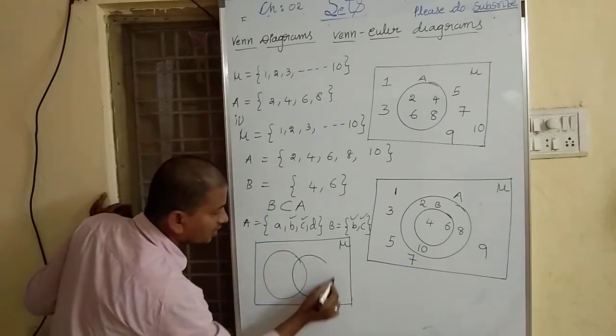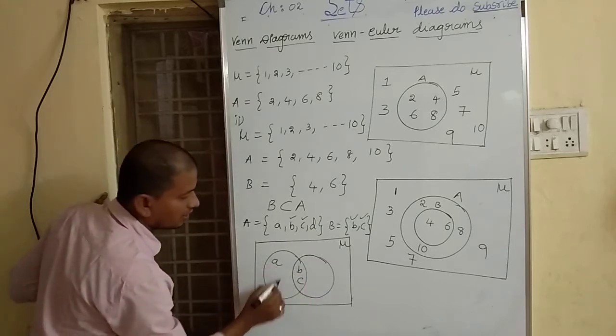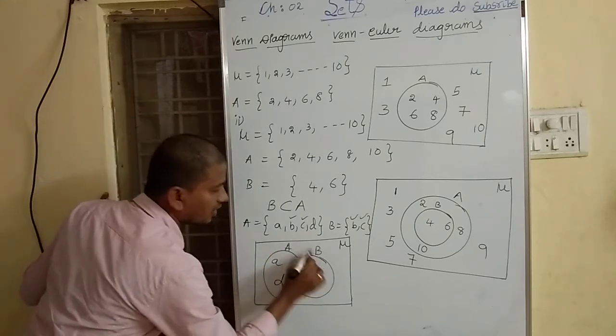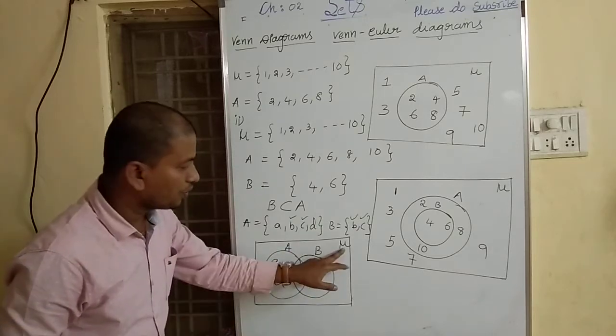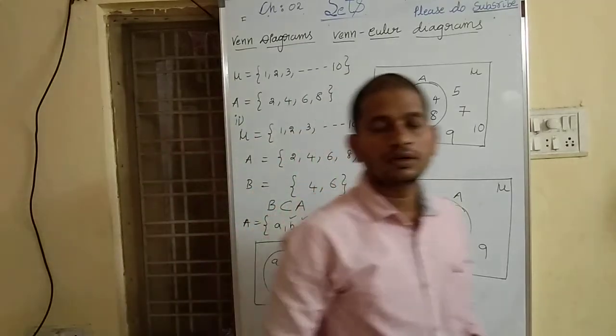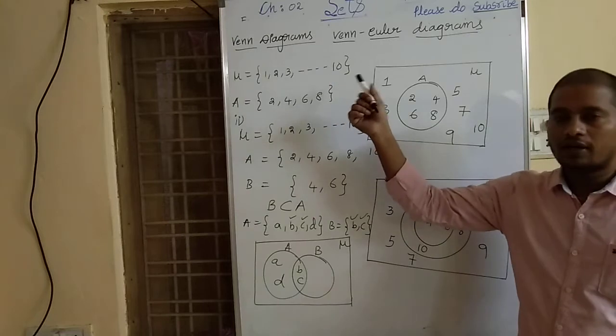See, I can represent it like this also. b, c, a, d. This is our set A and this is our set B. Here set A and set B are subsets and mu is the universal set. Got it? This is how to represent elements by using a Venn diagram.